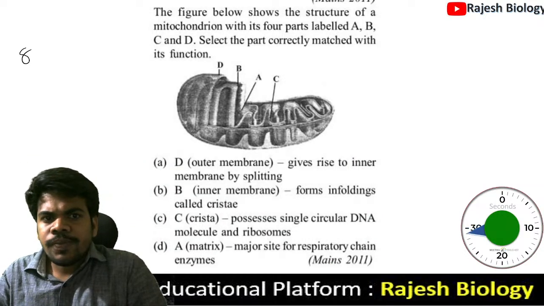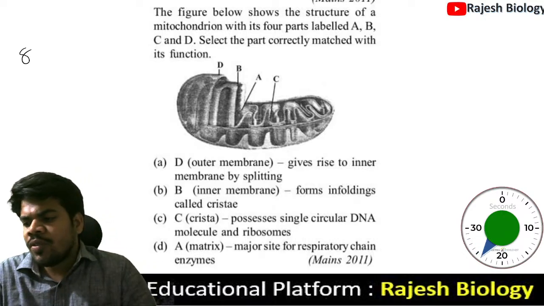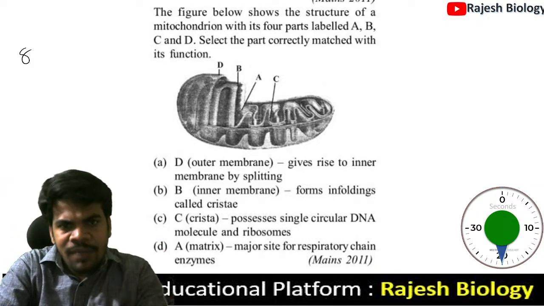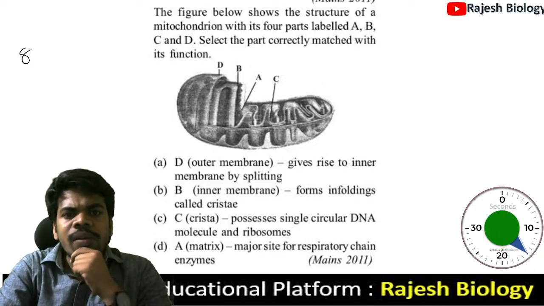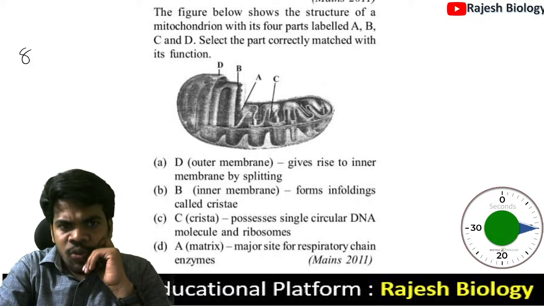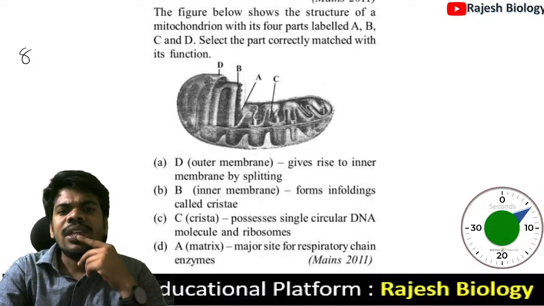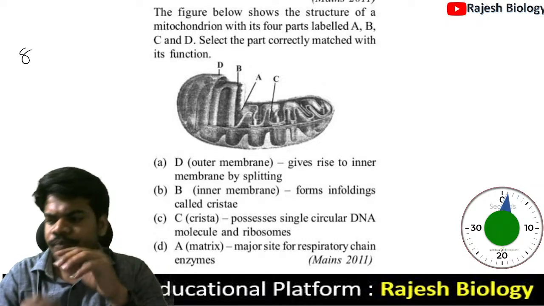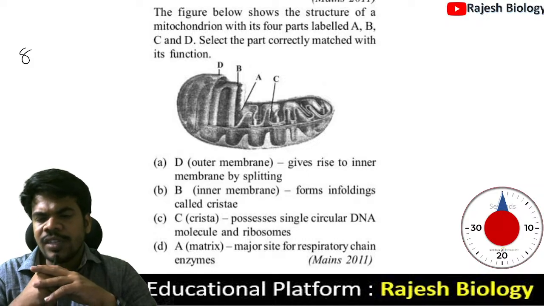Eighth question. The figure below shows the structure of mitochondria. What we observed in the previous question in a small manner, the same is repeated in a big manner. That is the mitochondria, a big diagram it is. So you have to know the parts of mitochondria, A, B, C and D. Select the part correctly matched with its function. Eighth question. Which option is correct?